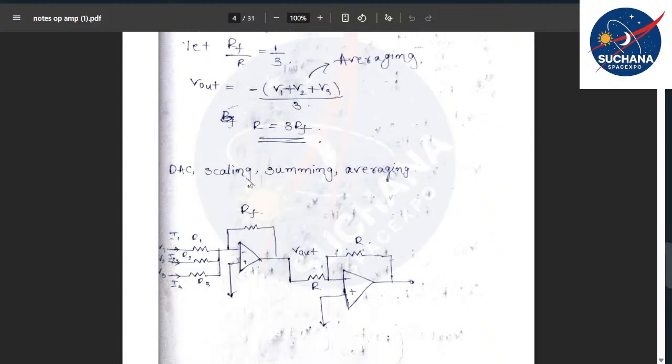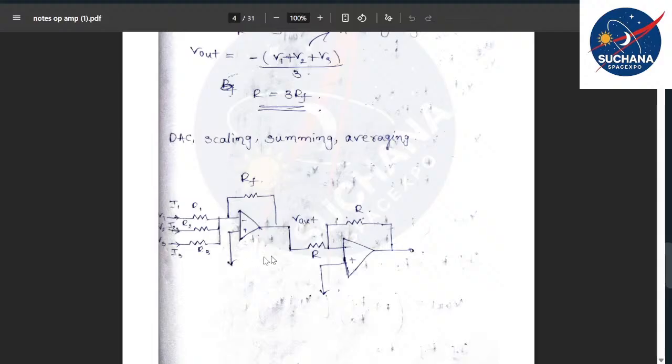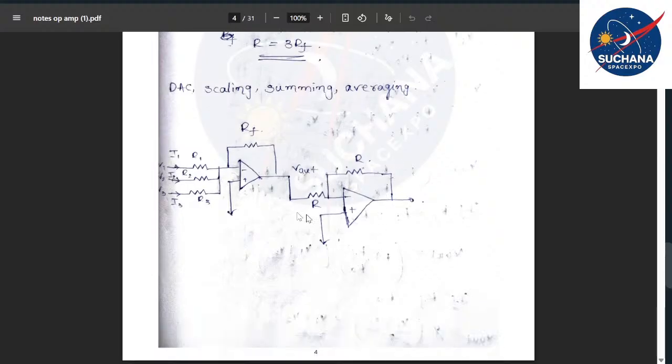So we discussed the scaling, summation and averaging operations, and we also discussed how to convert a negative voltage into a positive voltage with the help of inversion, where we use two operational amplifiers. The first op-amp is responsible for the summation, or to be more precise, the inverted sum.